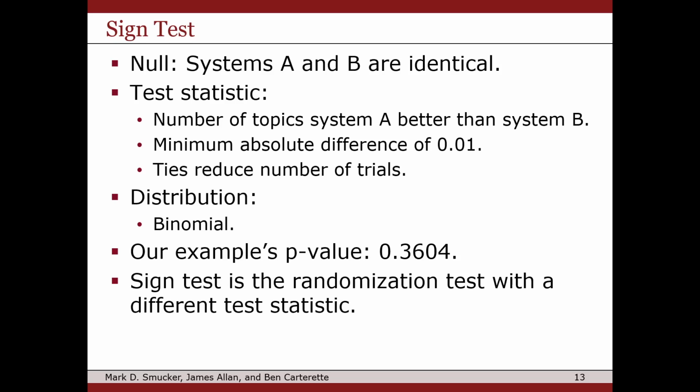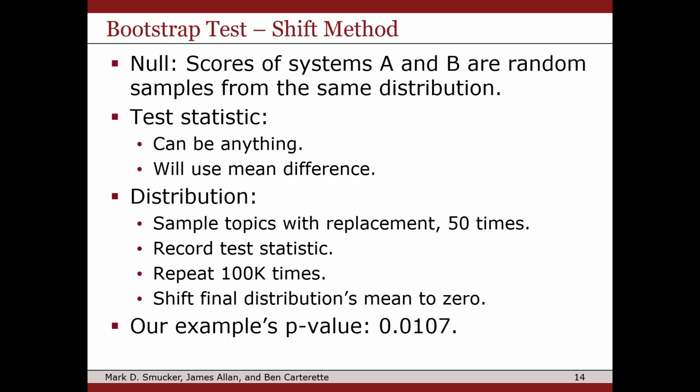Anyways, it turns out that the sign test as well is the randomization test. It's just, again, with a different test statistic. This time the test statistic is how many of these topics this system was better than that other system. All right. You have a Bootstrap test. It's a slightly different null hypothesis. Again, though, like the randomization test, you can choose anything to be its test statistic. It proceeds in a fashion that's a little bit similar to the randomization test, but different.